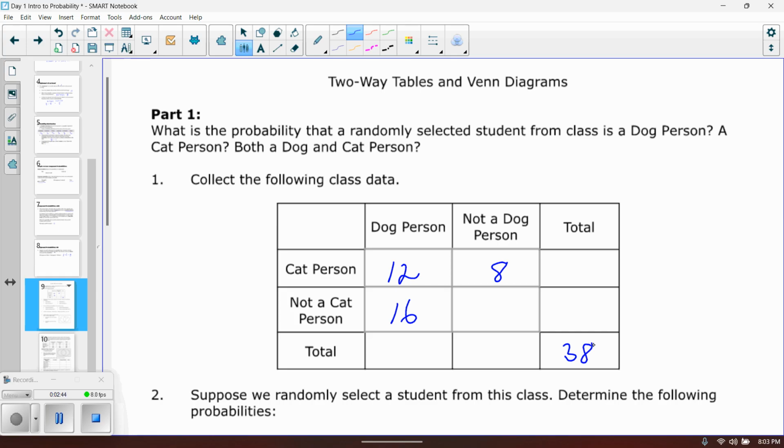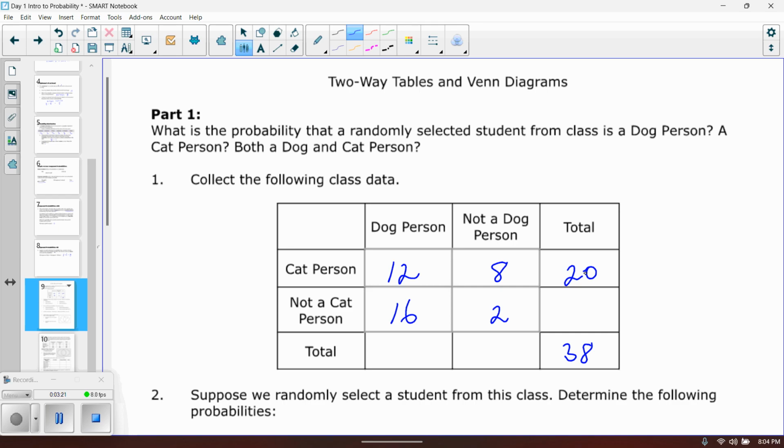We could actually figure out how many people don't own a dog or a cat just by adding up the ones that we have and then taking that away from 38. In this case, there would only be 2, and you could figure that out, but that would be the idea. So if you look at it, the way this table works is that there are 20 people in the class or in the survey that own a cat, because you got 12 and you got 8. So there would be 20 total people that own a cat. Some of those own a dog, some of those do not. Perfectly fine.